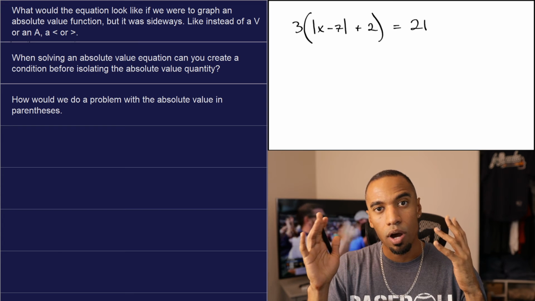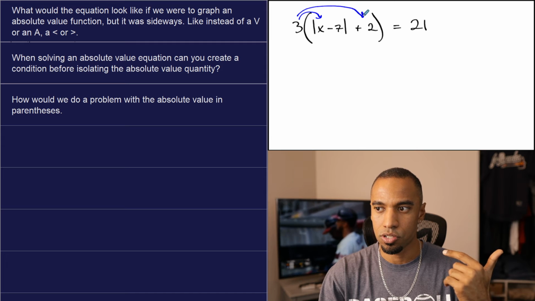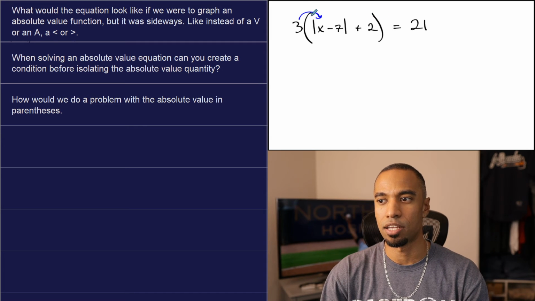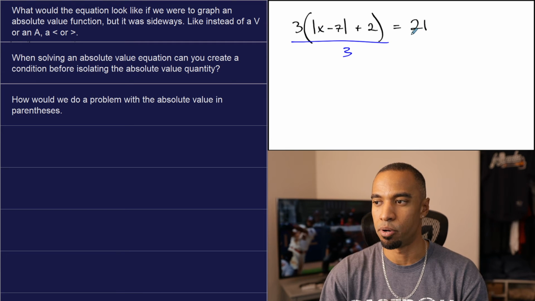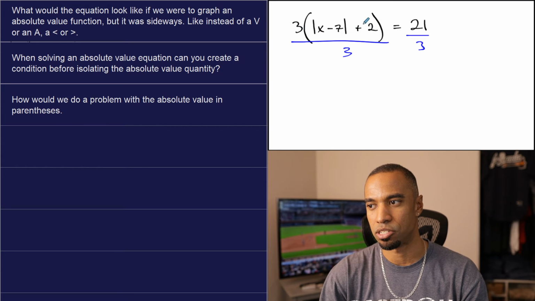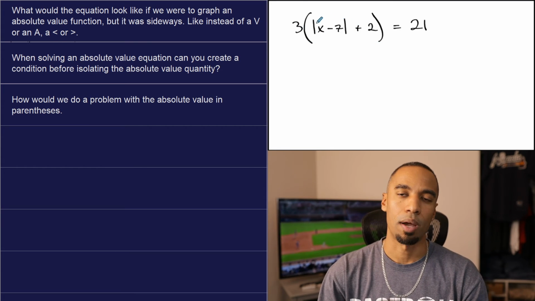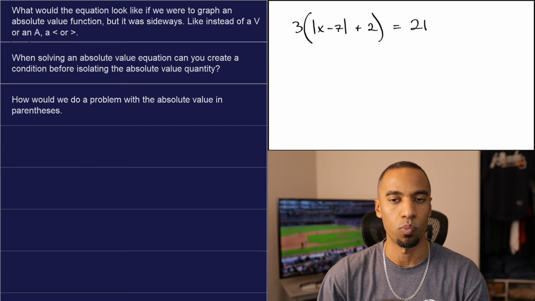You have one of two options, whether you'd like to distribute the 3 first, or if you recognize that because 3 is a product of this entire quantity here, you could divide both sides by 3 first. I don't know if people would quite understand the dividing by 3 here without messing it up at times when you're not supposed to. So I'm going to speak more in terms of distribution, at least for you to make sense of what I would do next with the distribution.